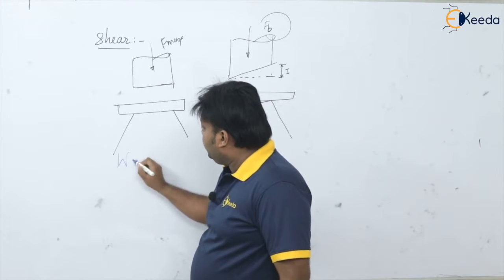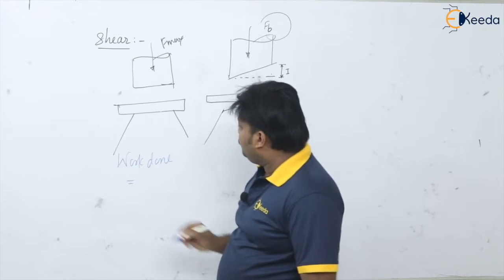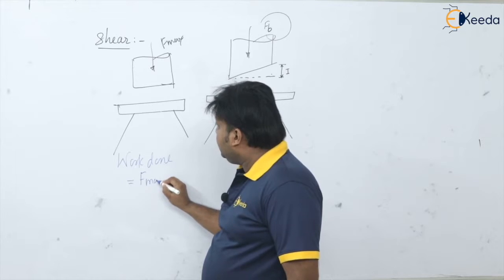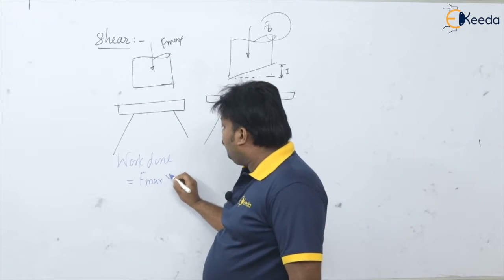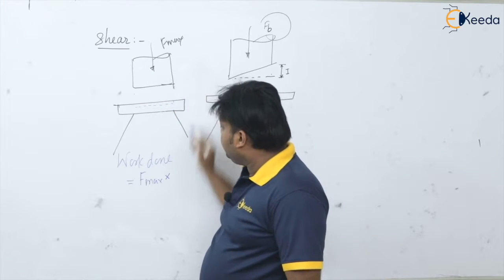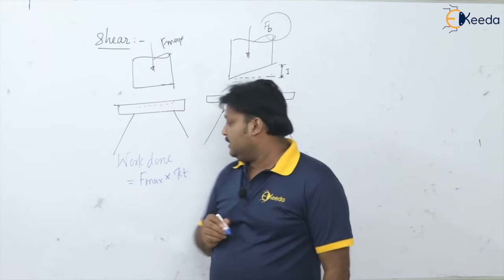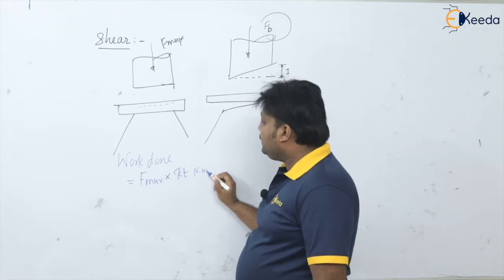So what is the work done? If you want to calculate the work done, I already taught you, that is F max, F is maximum, into the distance traveled by the punch up to the penetration. Yes or no? It's K times thickness, KT. This is in Newton meter.